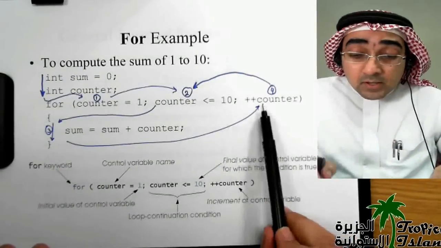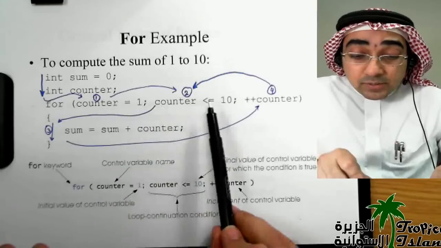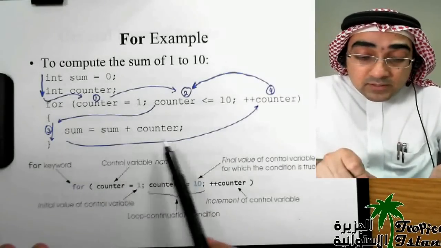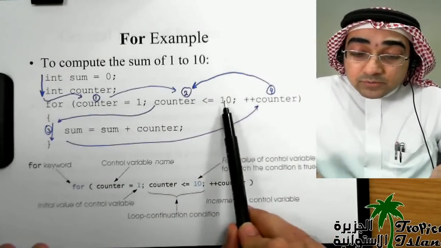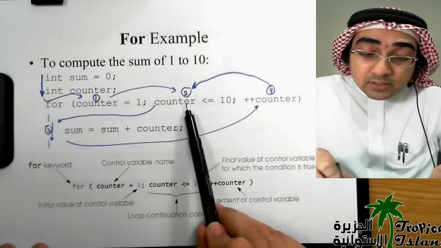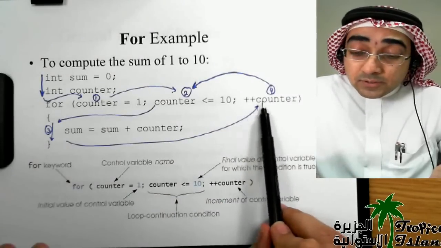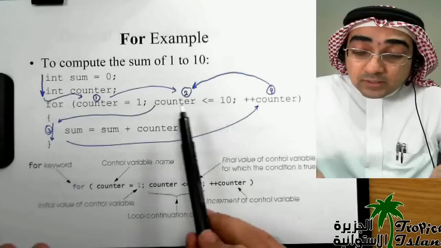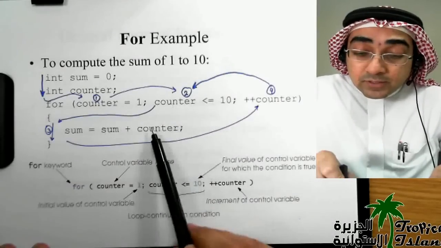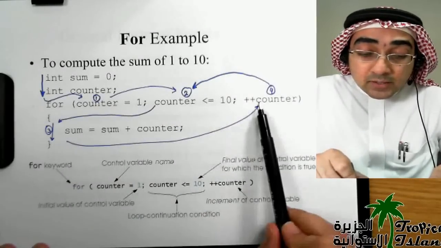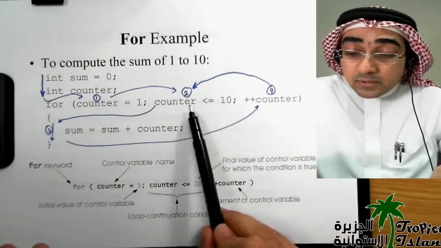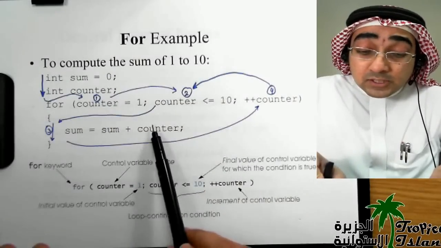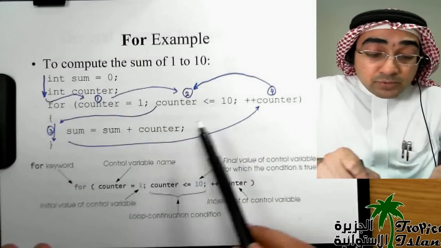Okay, so you increment the counter, it became 2. Is 2 less than 10? Yes, I'm going to add 2. Then I'm going to increment counter, it's going to become 3. Then I'm going to add 3 over here. Is 3 less than 10? Yes, I'm going to add it, then increment 3 to 4. Is 4 less than 10? Yes, I'm going to add 4 to the sum. Then I'm going to increment, it's going to become 5. Is 5 less than 10? Yes, I'm going to go inside and put 5 inside the sum.